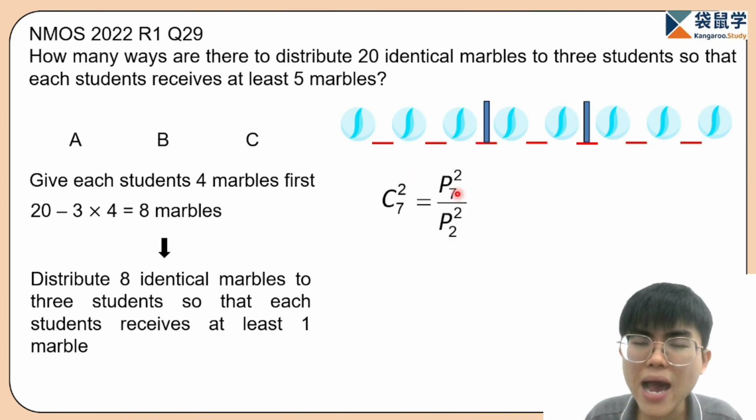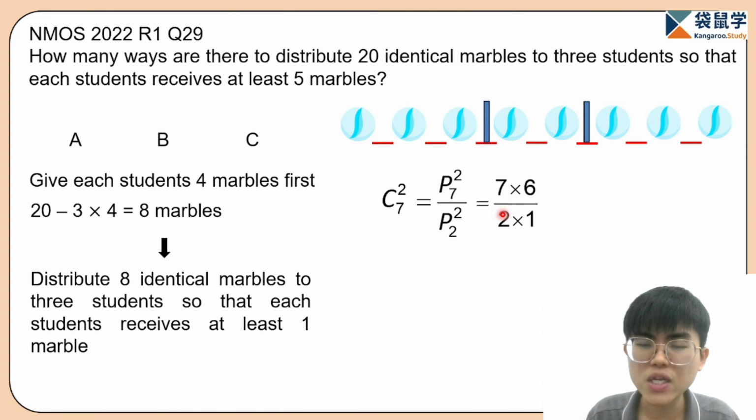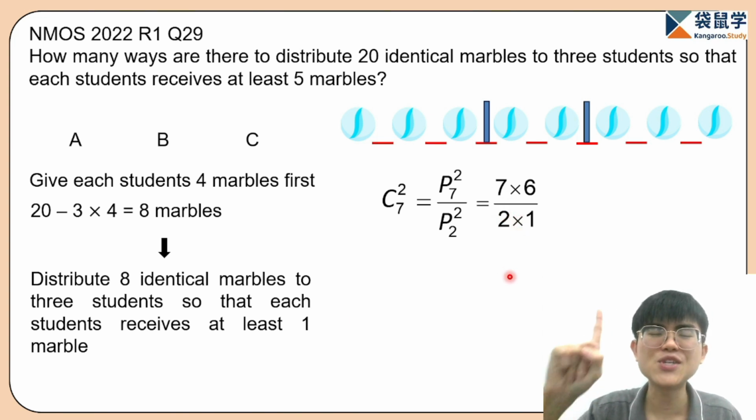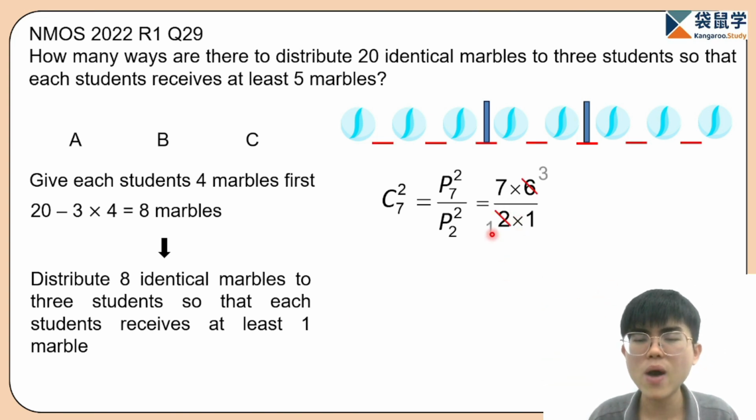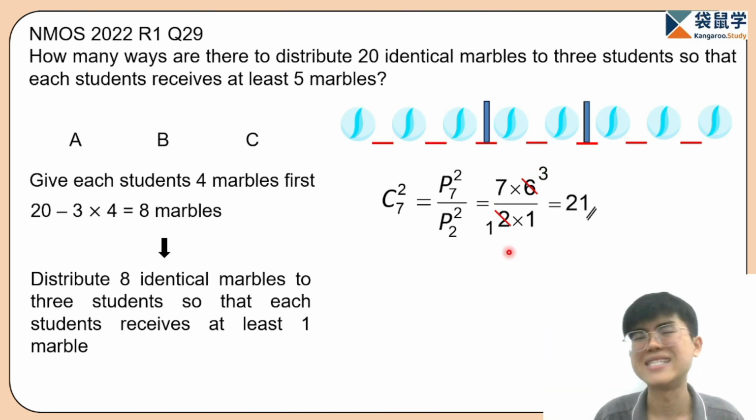So it will just be P(7,2) divided by P(2,2). And then we try to calculate this: 7 times 6 over 2 times 1. And let's not forget to simplify that. So we'll have 1 here and 3 over here. So 3 times 7, which is just 21. And this is our final answer, alright?